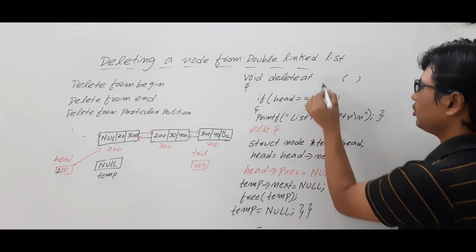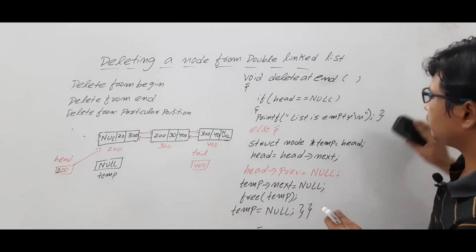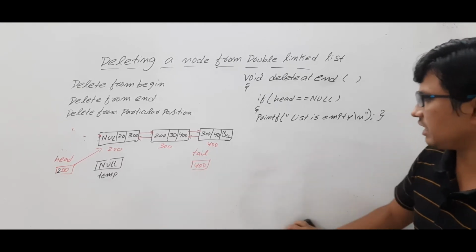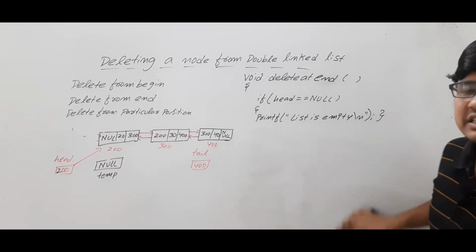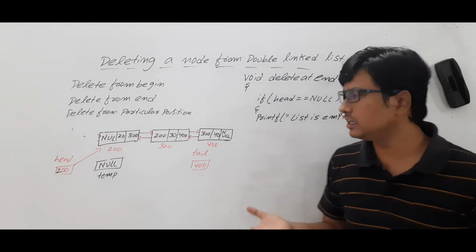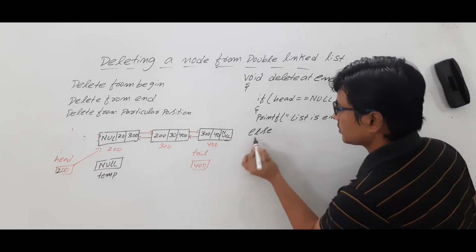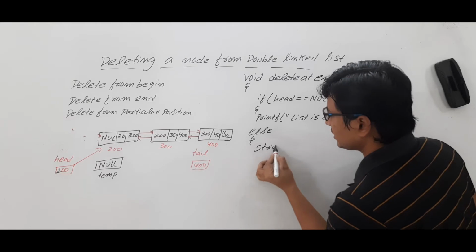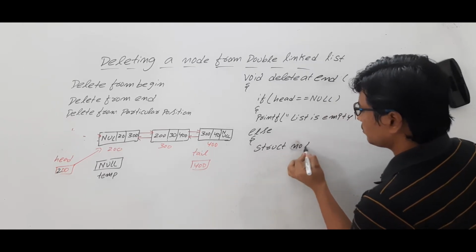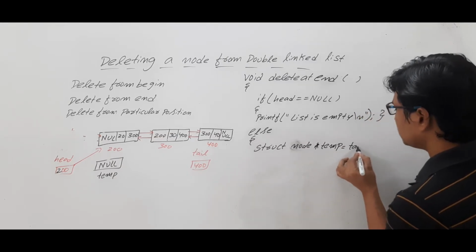Let me modify this one. Now also you can check: if tail is equal to null or head is equal to null, then also you can say that the linked list is empty. If the linked list is empty, then what can you say? You cannot delete any element. Am I right or wrong? Else, again, I will create a temporary pointer of struct node. This time I will assign the value that is in the tail.